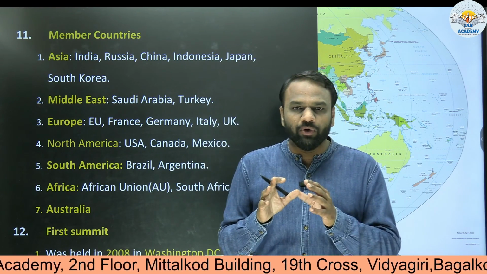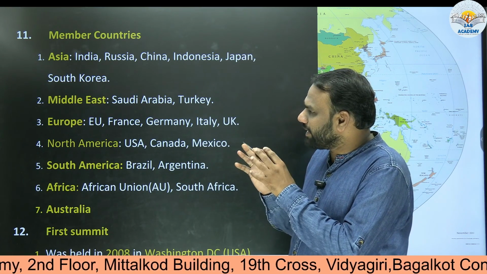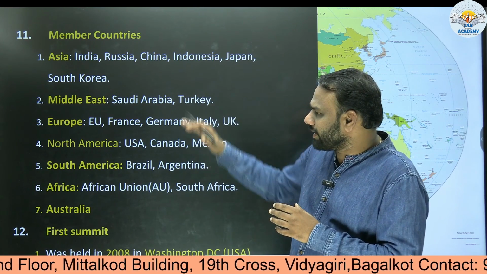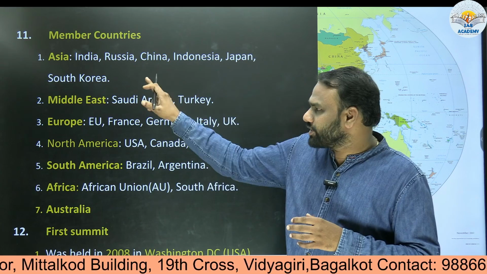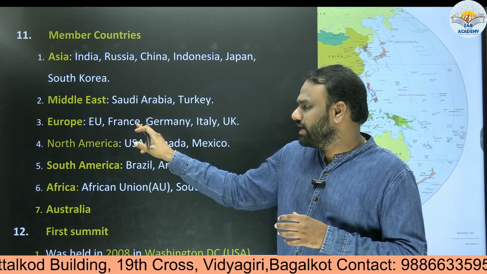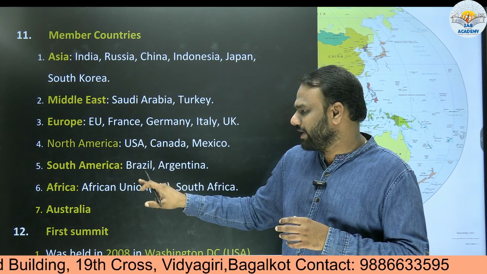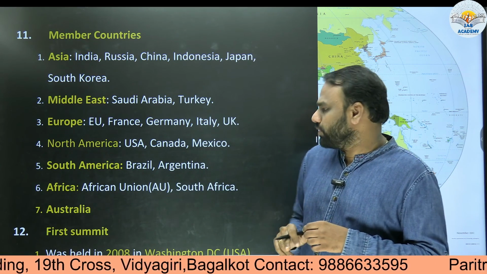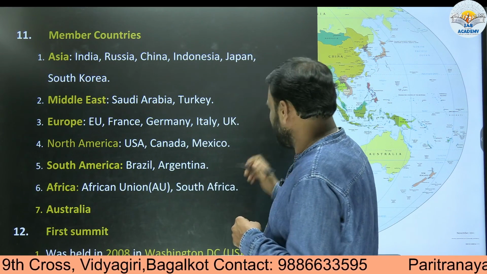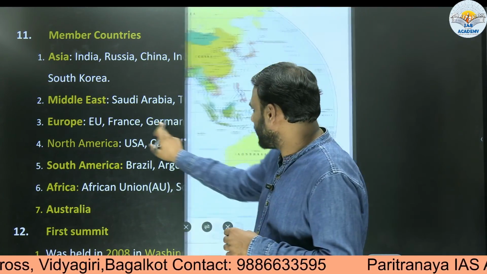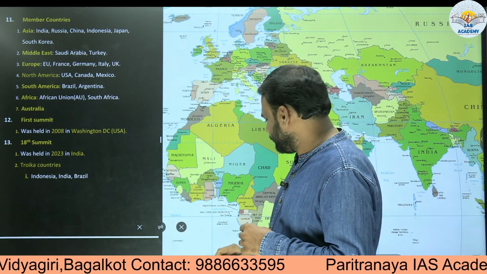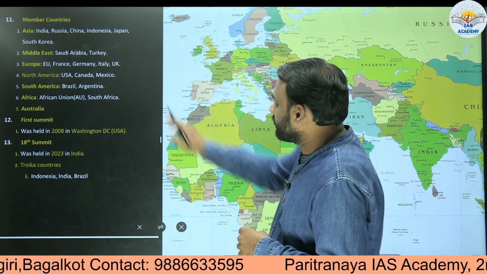So in order to retain the member countries information easily, I have divided the countries continent wise: Asia, region wise, Middle East. Similarly, Europe, North America, South America, Africa, and Australia. So let us try to locate these countries map wise. We should try to do this exercise on a map. So first we shall start with Asia.